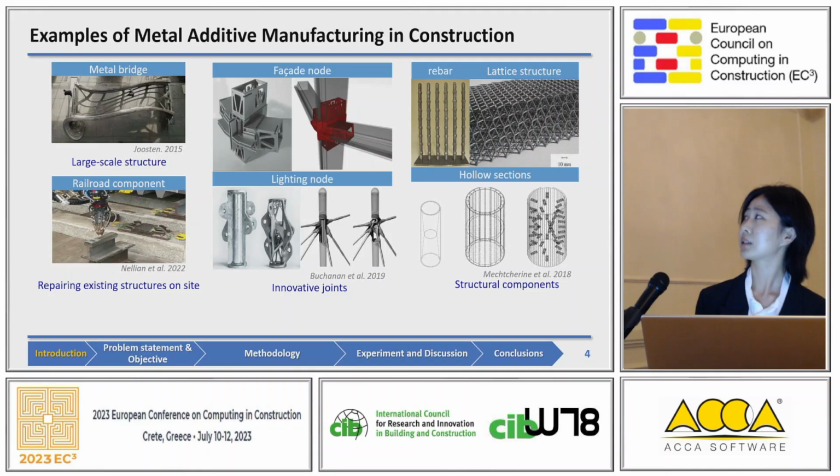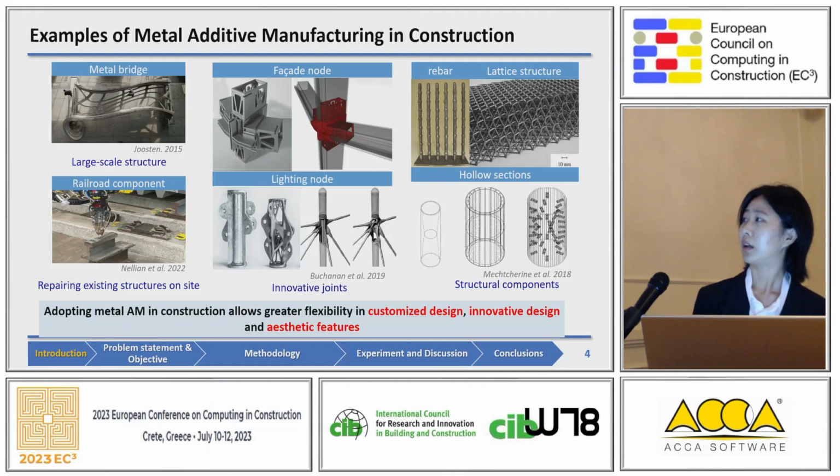weight and stress, as well as structural components with customized design, like the rebar with varying thickness and hollow sections with some adding features. And metal 3D printing can also be used to repair existing structures on site. And due to this, we can see that adopting metal 3D printing in construction allows greater flexibility in customized design, innovative design, and authentic features.